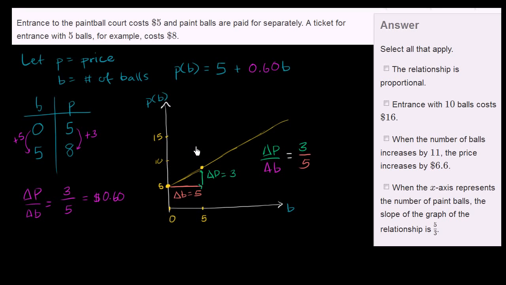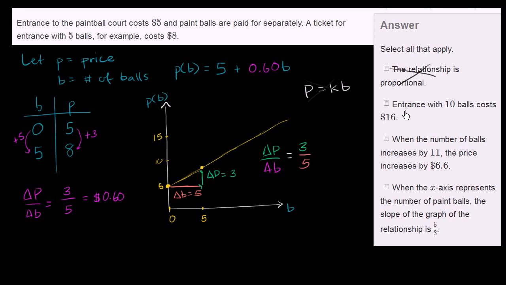Now, we've thought about this in multiple ways. Let's actually try to answer their questions. Let's figure out which of these actually apply. So the first is that the relationship is proportional. If we had a proportional relationship between the two, this function would look like P is equal to some constant times the number of balls. And by definition, in a proportional relationship, when your number of balls is 0, your price would be 0. And that's not the scenario we have here. When your balls are 0, you're still paying $5. So this is not a proportional relationship.